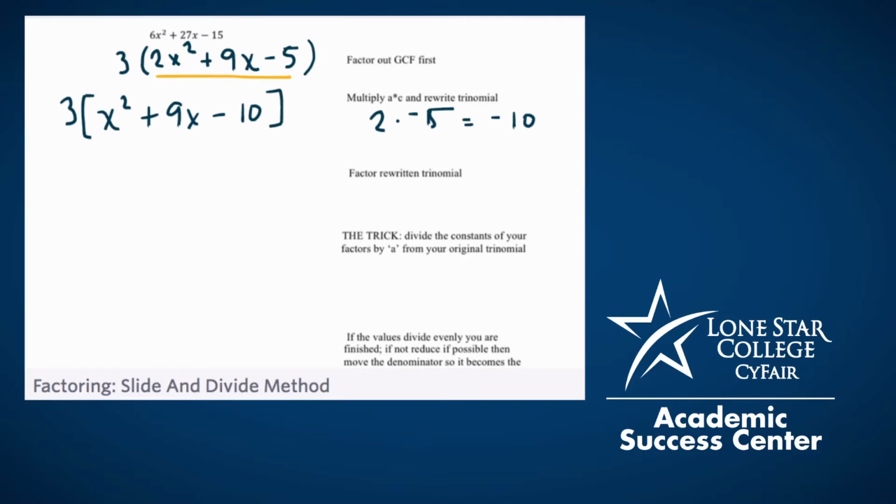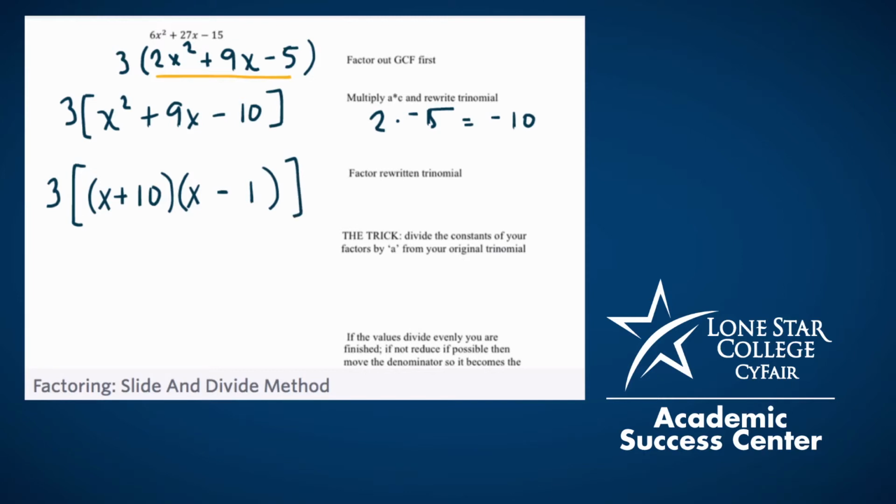Now, our next step is to factor our rewritten trinomial. Factoring that, again, we're looking for factors of c that sum to b, or factors of negative 10 that sum to give us a positive 9. So again, we can go ahead and write our parentheses and our x's and use our previously learned factoring methods. Factors of negative 10 that sum to give us a positive 9 are 10 and 1, but we know that our 10 needs to be positive and our 1 needs to be negative.